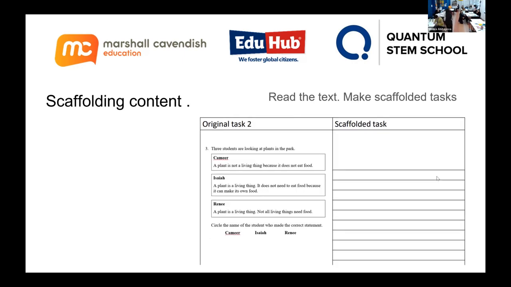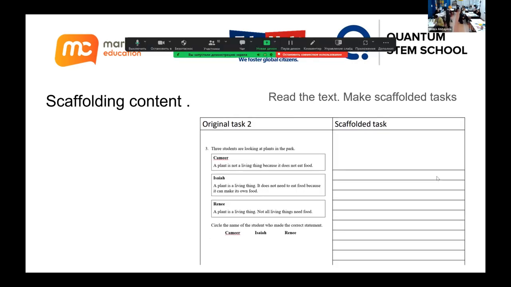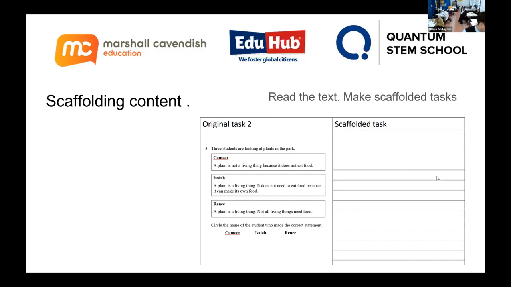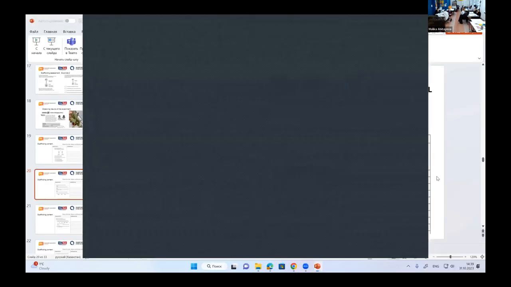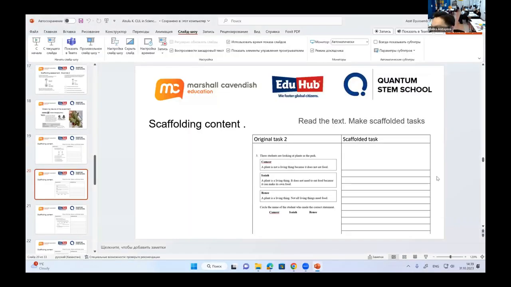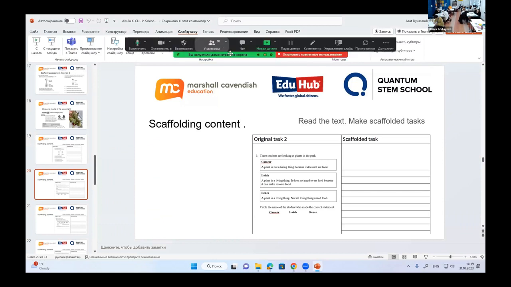Okay, great. Next task with the 3 students. Who'd like to come and share ideas about the task? So, how to make this task easier? Any ideas?